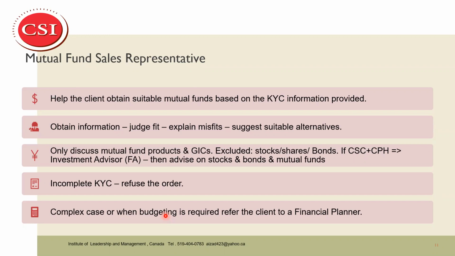You can only discuss mutual fund products and GICs which are offered in the banks. You cannot recommend any stocks or shares or bonds or give any advice on them. If you do the CSC and the CPH, then you can become a financial advisor and advise on stocks and bonds. But of course, this course is only for IFIC. If there is an incomplete KYC, you must refuse the order. You cannot accept that order. If it is a complex case where there's budgeting or insurance needs or estate planning or other matters, then you should refer to a senior person, a financial planner, and they will take care of the client.